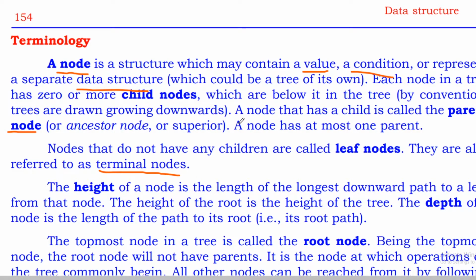We'll learn now. A node that has a child is called a parent node, ancestor node or superior node. A node has at most one parent. Every node has at most only one parent. Nodes that do not have any children are called leaf nodes. They are also referred to as terminal nodes.